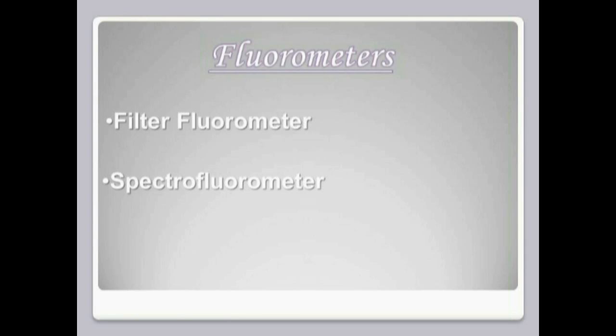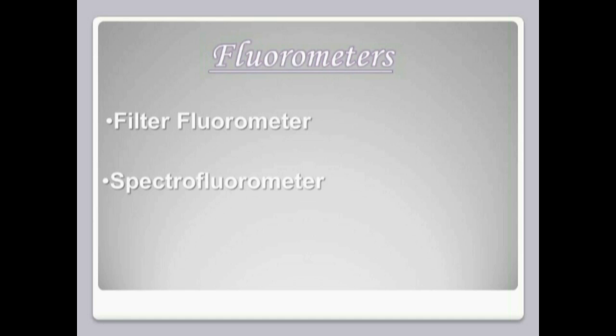Fluorometers. There are two types of fluorometers, filter fluorometer and spectrophotometer. First of all, I am going to discuss filter fluorometers. Filter fluorometers produce specific excitation and emission wavelengths by using optical filters. The filters block other wavelengths but transmit wavelengths relevant to the compound.